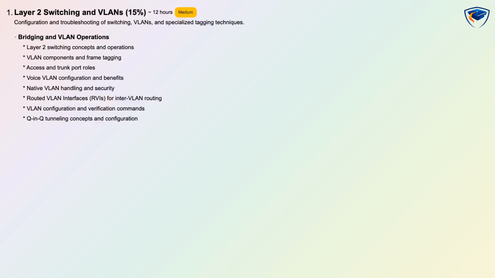Layer 2 switching and VLANs is 15% of the exam with medium difficulty and about 12 hours estimated learning time. You will learn Layer 2 switching concepts, VLAN components and frame tagging, and the roles of access and trunk ports. Important topics include voice VLAN configuration, native VLAN handling, RVIs for interVLAN routing, and Q-in-Q tunneling, and you will be assessed with conceptual and scenario-based questions.